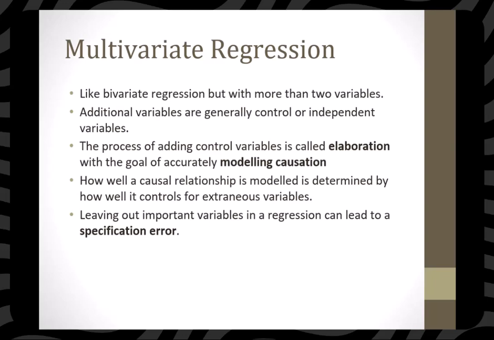And leaving out important variables in a regression can lead to what is called specification error, where we are not accurately modeling the causal relationship between our independent variable and our dependent variable.